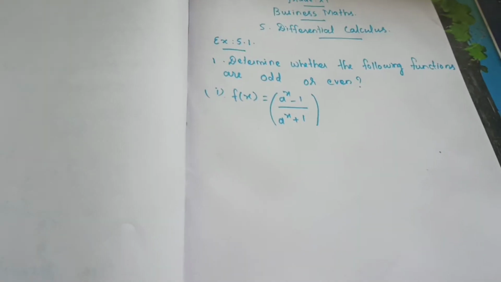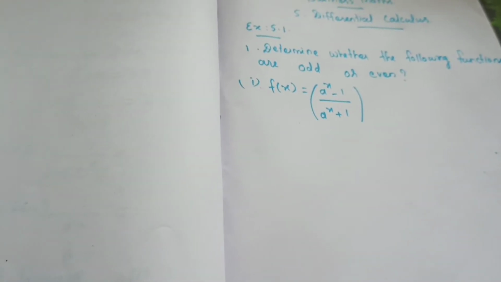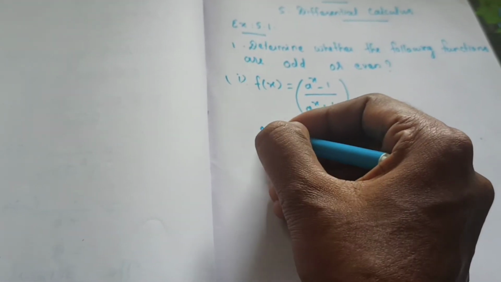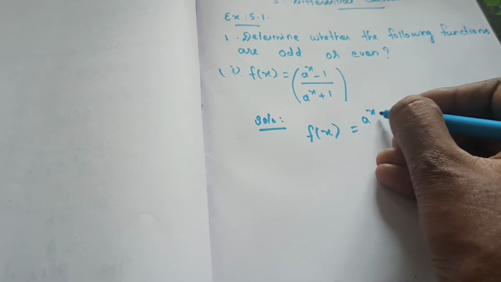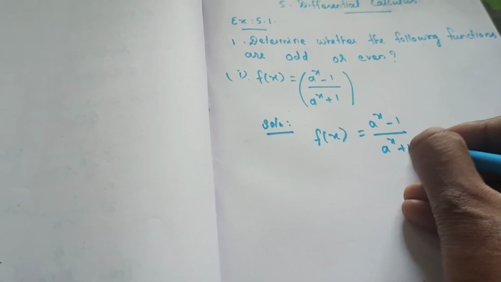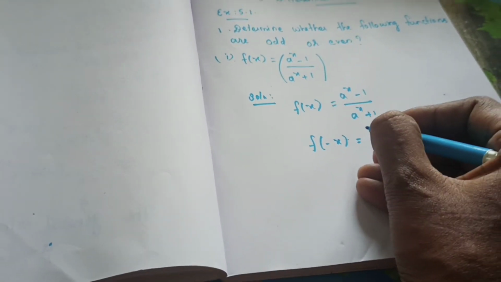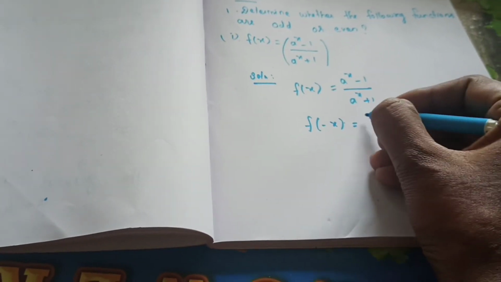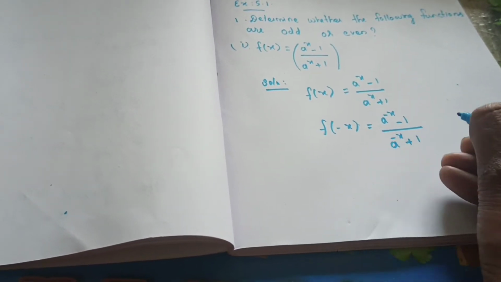The first one is f of x equals (a power x minus 1) divided by (a power x plus 1). So the solution: f of x equals (a power x minus 1) divided by (a power x plus 1). What will you do? First you will find f of minus x. In the place of x you need to substitute minus x: (a power minus x minus 1) divided by (a power minus x plus 1).